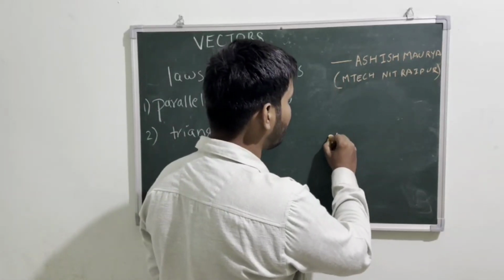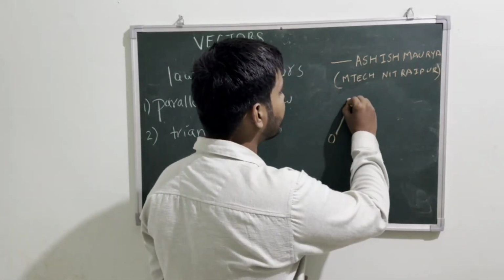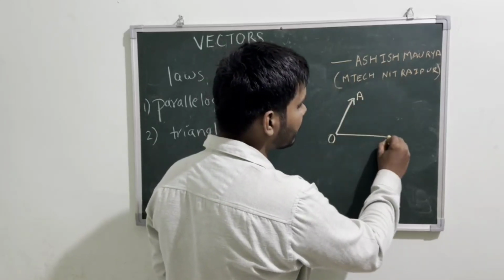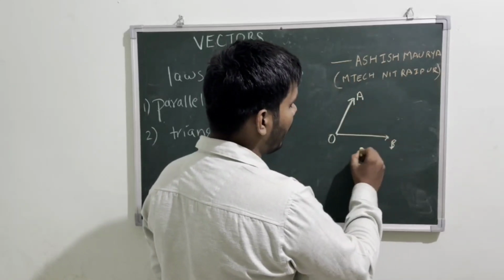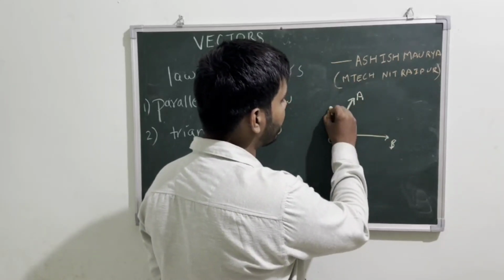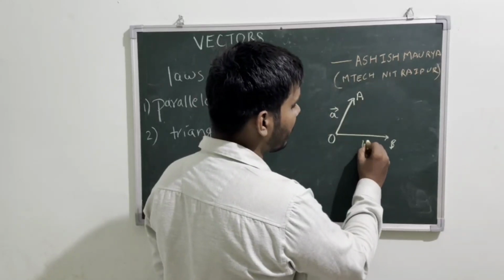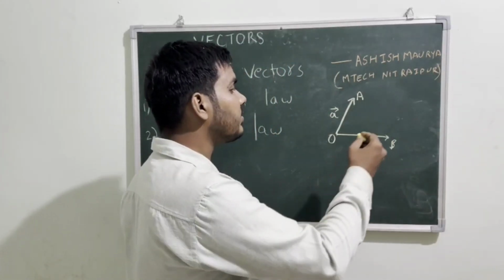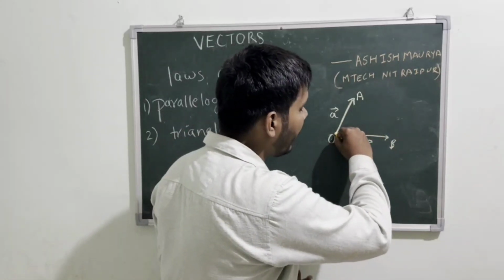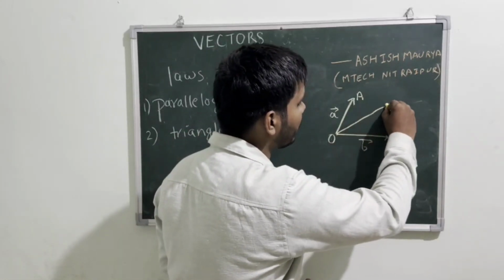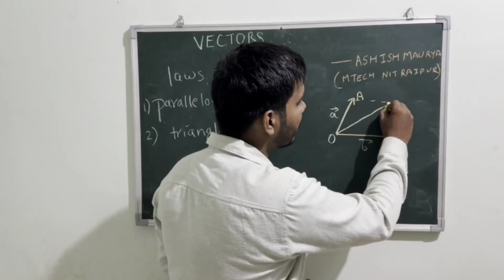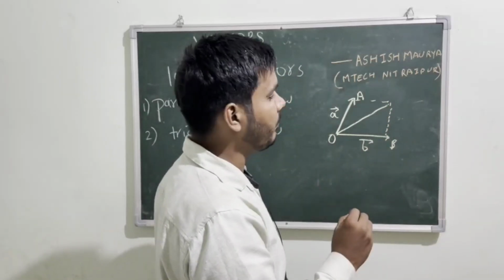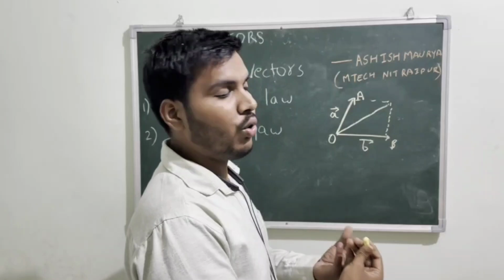So this is the origin O. From this a vector is there, that is OA. And from this another vector is there, that is OB. This is the A vector and this is the B vector. How can these be added and what will be the resultant? So these vectors can be added and the resultant is represented by the diagonal. Since these vectors generally form the shape of a parallelogram, this is known as parallelogram law.